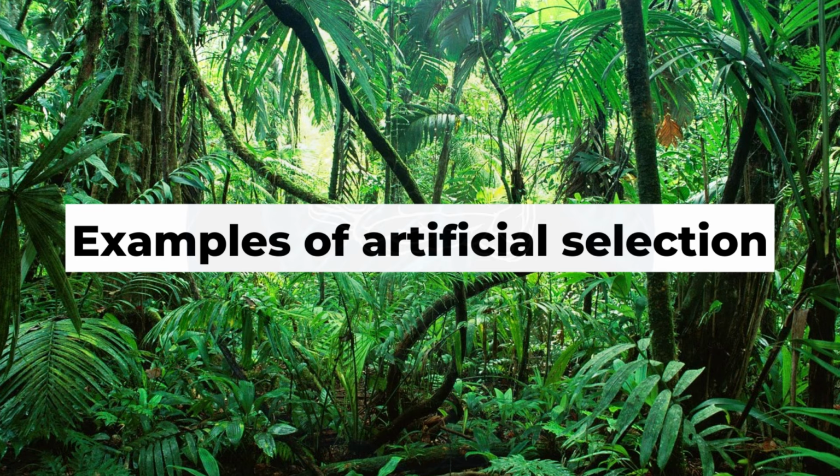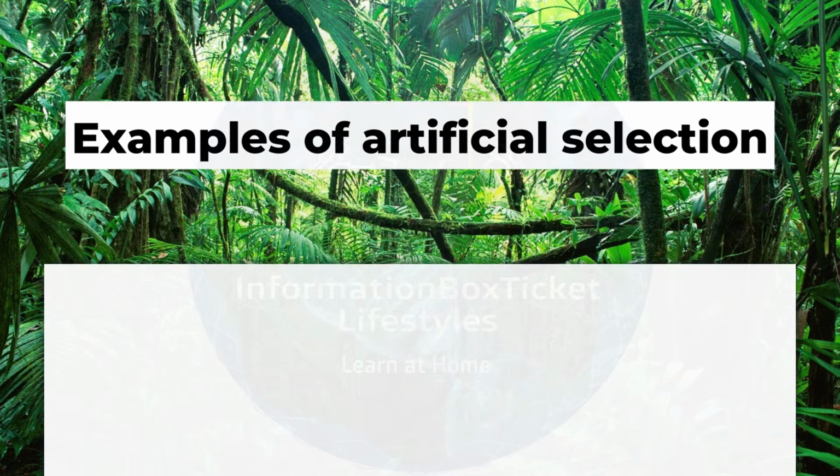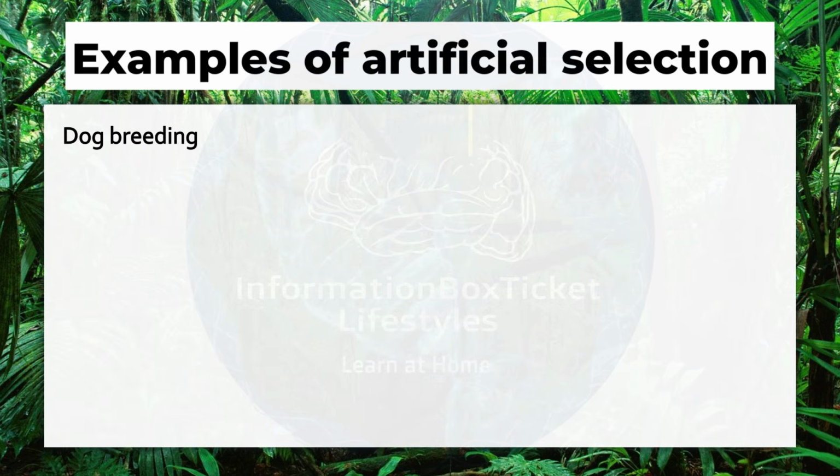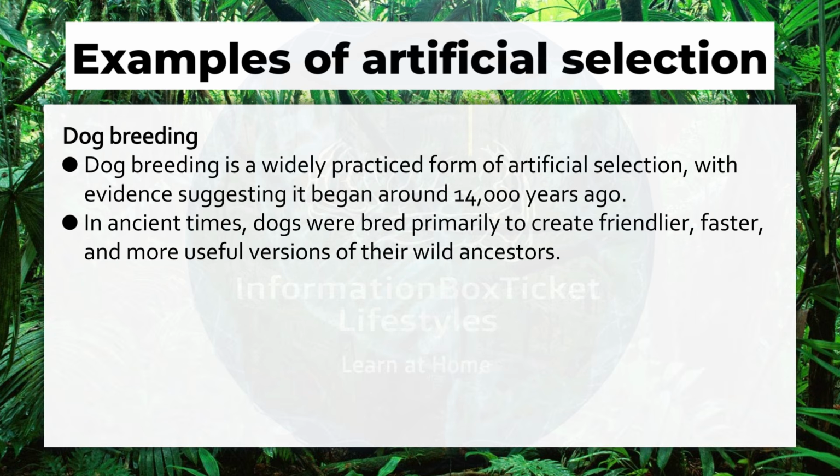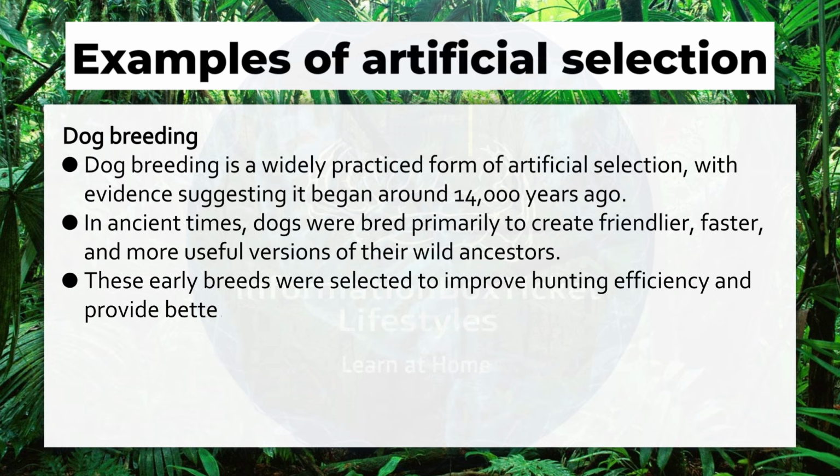Examples of artificial selection. Dog breeding. Dog breeding is a widely practiced form of artificial selection, with evidence suggesting it began around 14,000 years ago. In ancient times, dogs were bred primarily to create friendlier, faster, and more useful versions of their wild ancestors. These early breeds were selected to improve hunting efficiency and provide better protection for human owners.